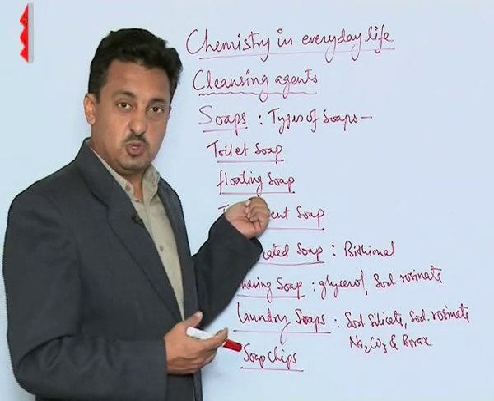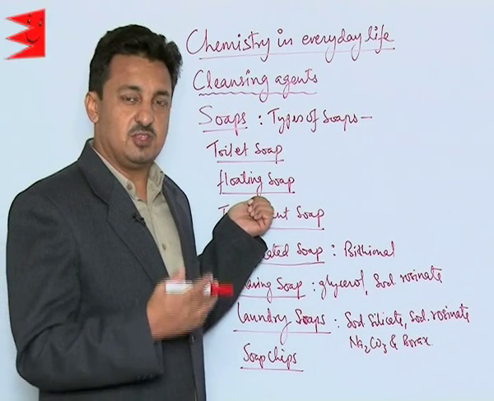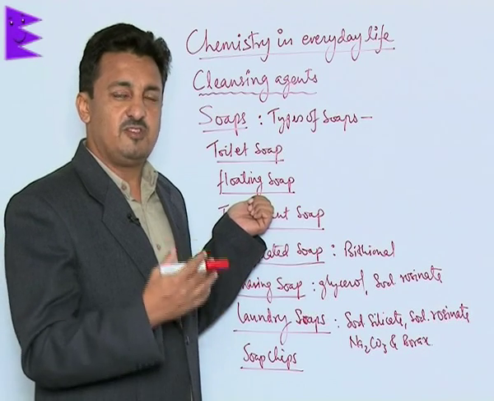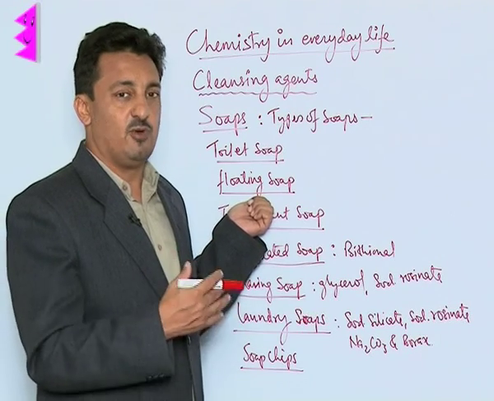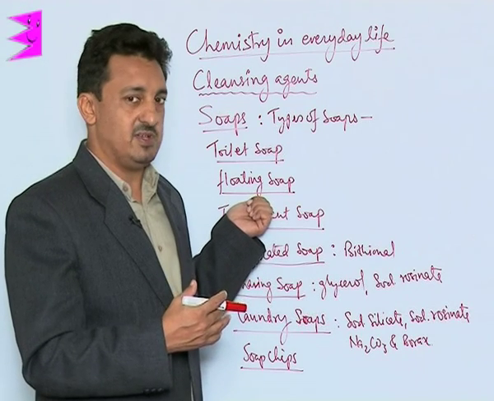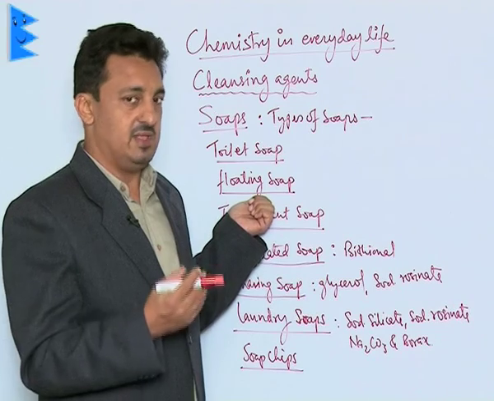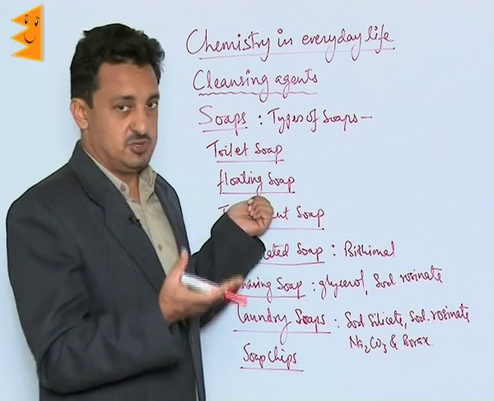Then we have floating soaps. Floating soaps are the soaps that float, basically used in your bathtubs. These are formed by passing air bubbles in before the hardening or solidification process. Those air bubbles make the density lower than that of water. That is why those soaps float.